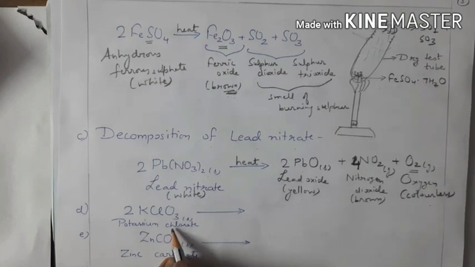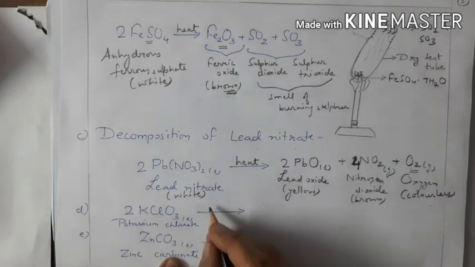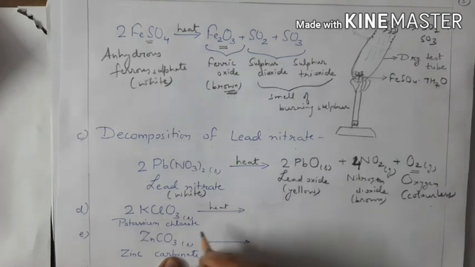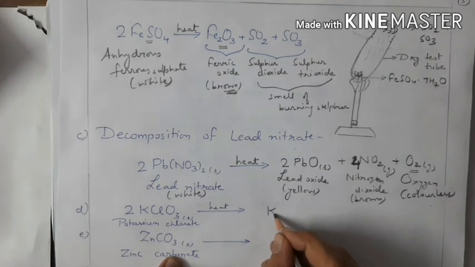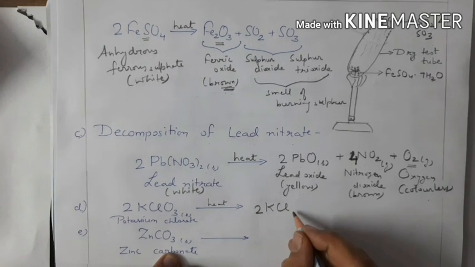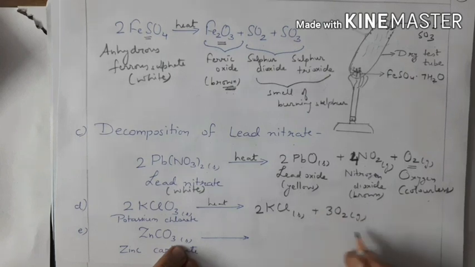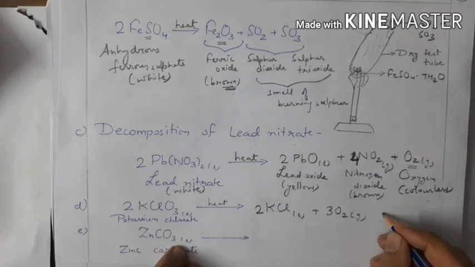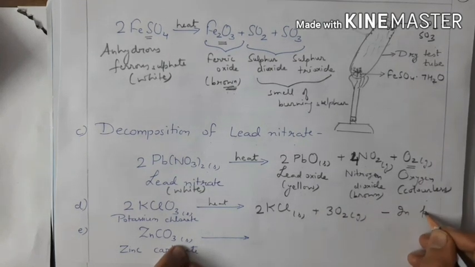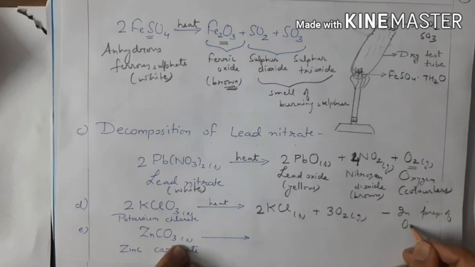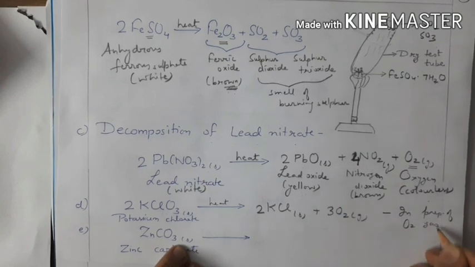The next is decomposition of potassium chlorate. Potassium chlorate, when heated, breaks down into potassium chloride and oxygen gas is evolved. This reaction is used in preparation of oxygen gas.